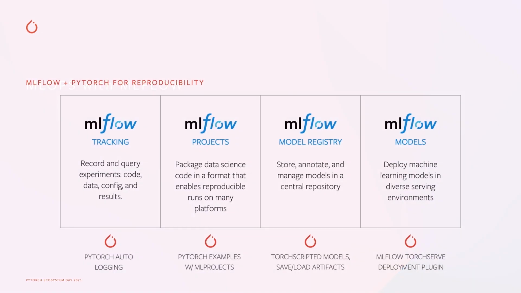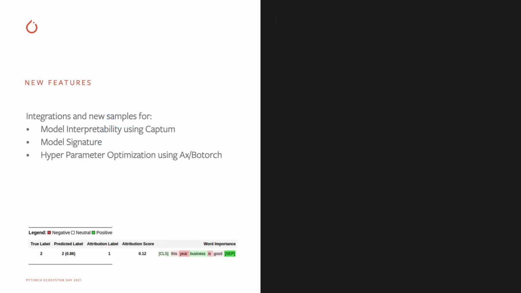So for the MLOps with MLflow, in partnership with Databricks, we had launched the first phase of integration of MLflow with PyTorch last year with support for automatic metric logging for PyTorch models. We had added ML model integration with the examples for Hugging Face BERT and many more. For the model registry, we added support for saving the artifacts and also the ability to save and load Torch scripted models. And we had built the TorchServe MLflow deployment plugin for serving PyTorch models from MLflow itself.